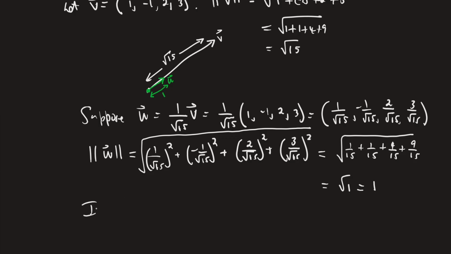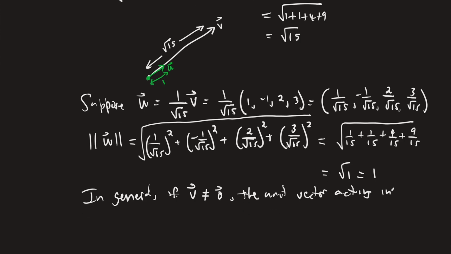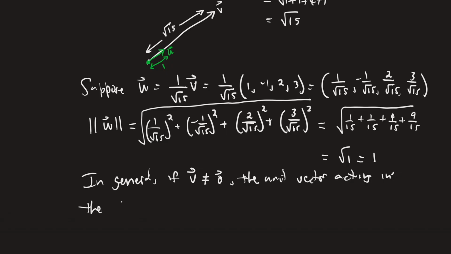So in general, just write this down. In general, if v is a non-zero vector, then the unit vector acting in the same direction of v is, and let's write down that little formula. So let's call it u.